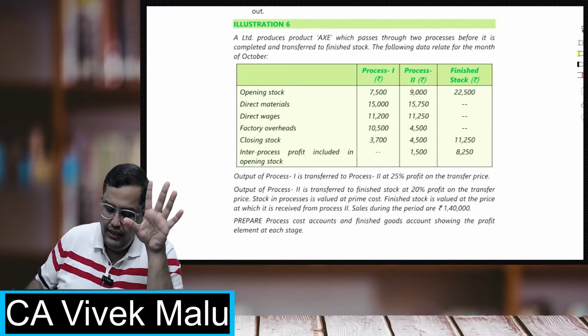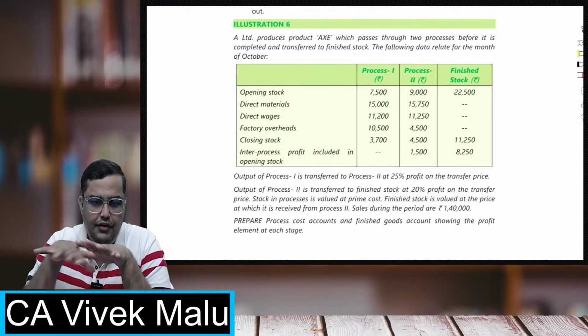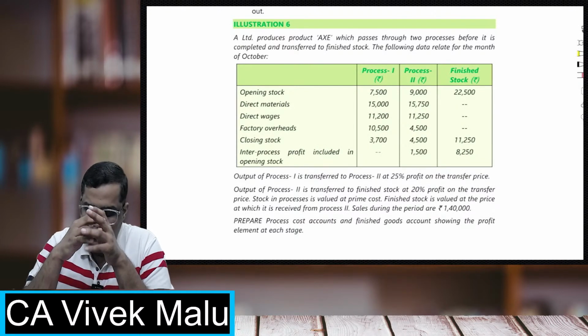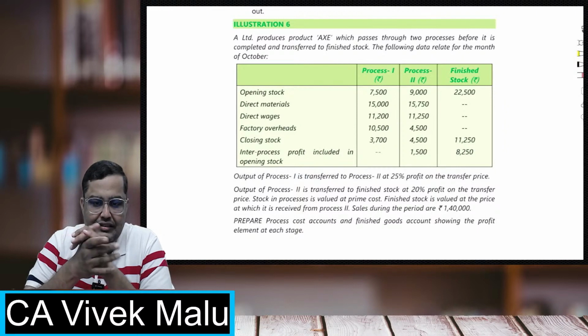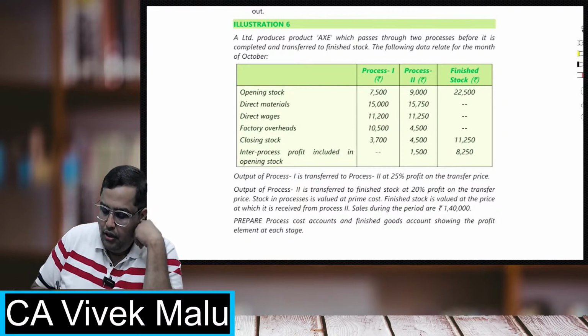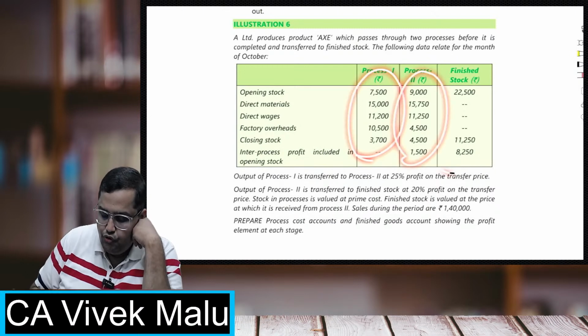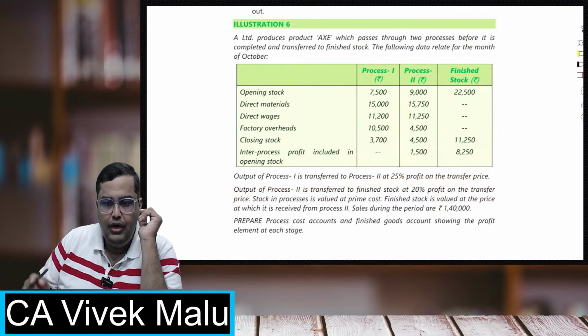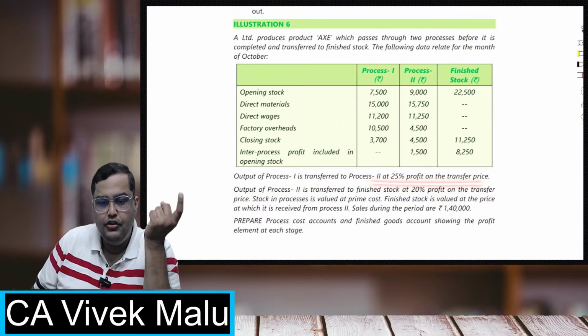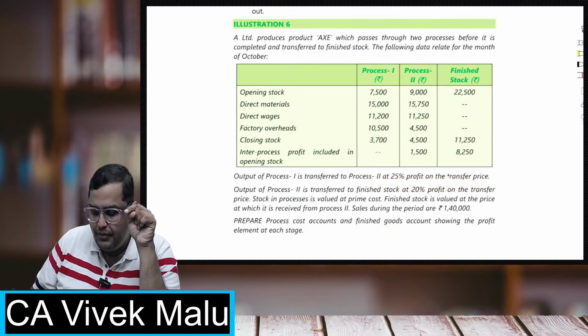See this question, A Limited produces AXE. If it comes in your exam, this is the only question that is going to come. The amounts will change slightly, but that's it. Now there are process 1, process 2 and finished stock. Output of process 1 is transferred to process 2 at a profit of 25% on the transfer price. That is 25% of the sale price. Transfer price is sale price.